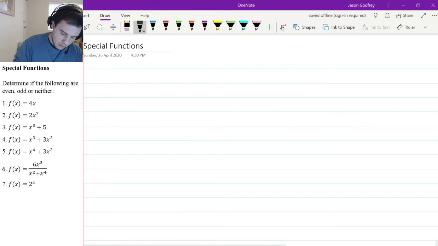So what I'm going to do is show you an example of an even function and then an odd function, and then I'll go through the questions below in how to actually determine algebraically whether a function is even or odd.